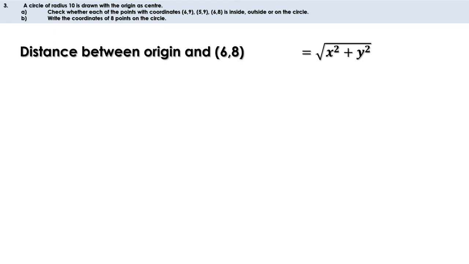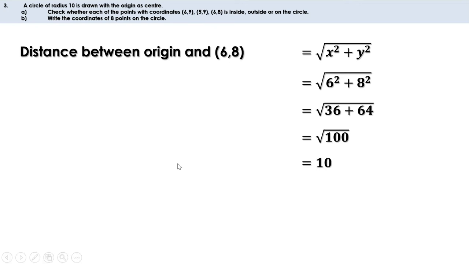It is (6, 8). Let us find the distance from the center to this point. It's equal to root of 6 square plus 8 square. 6 square is 36 and 8 square is 64. So this can be written as root of 36 plus 64. 36 plus 64 is 100. So this is equal to root 100. And we know root 100 is 10. That means the distance from the center to this point is 10 units, which is equal to the radius. Therefore, this point (6, 8) is on the circle.